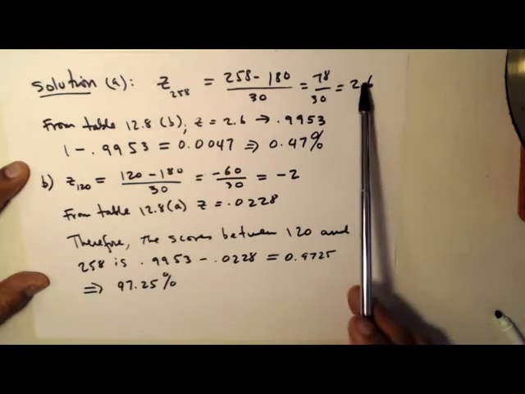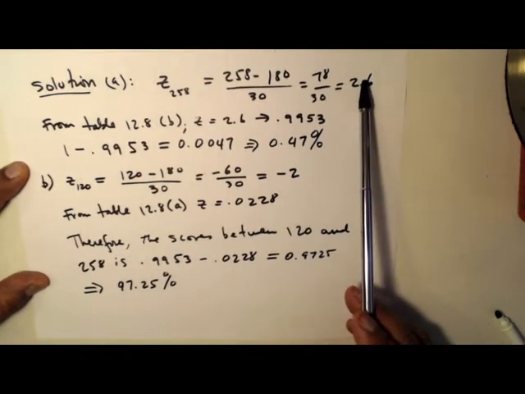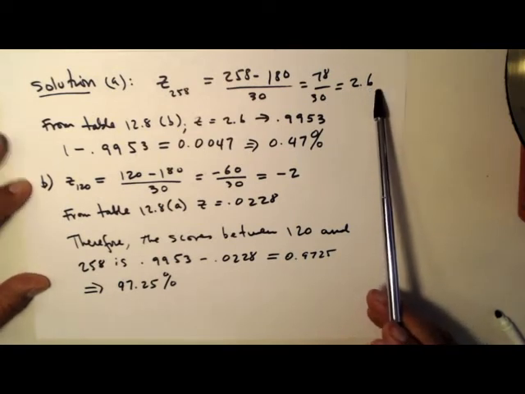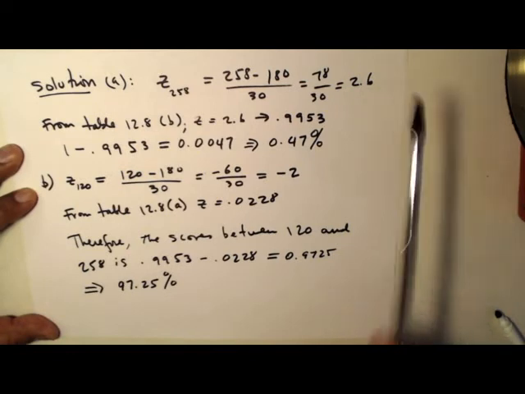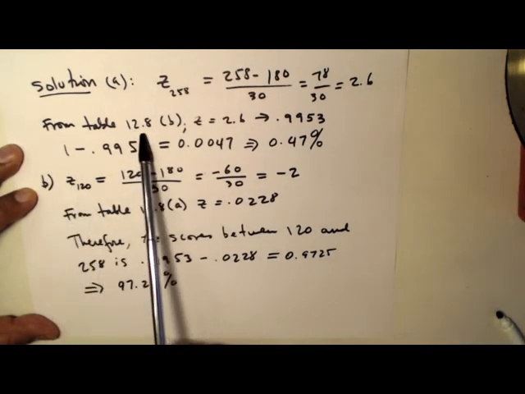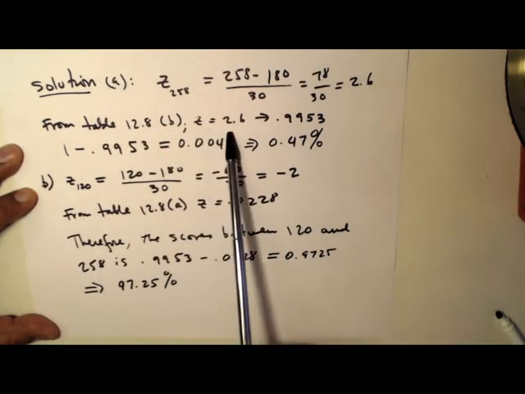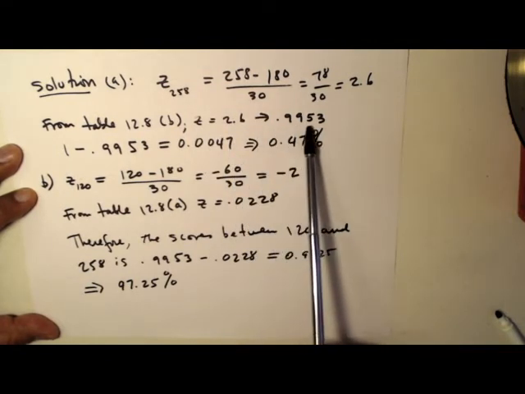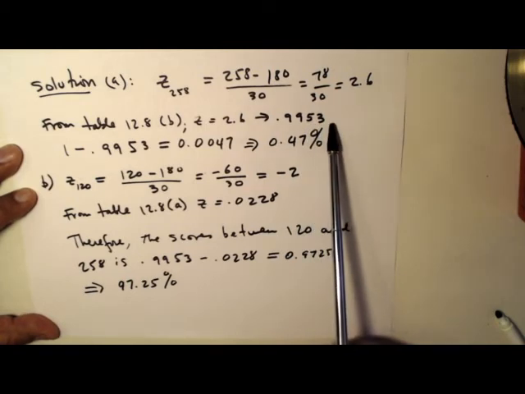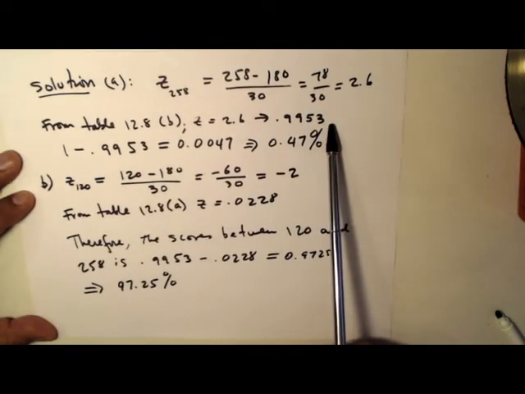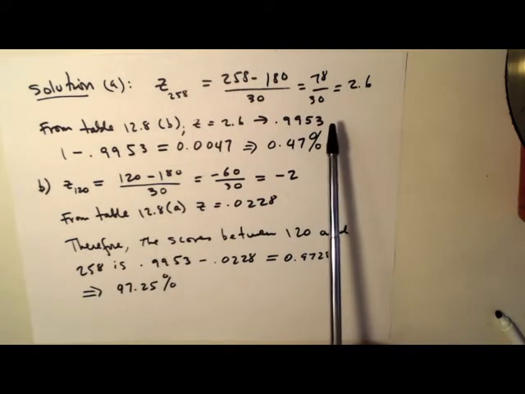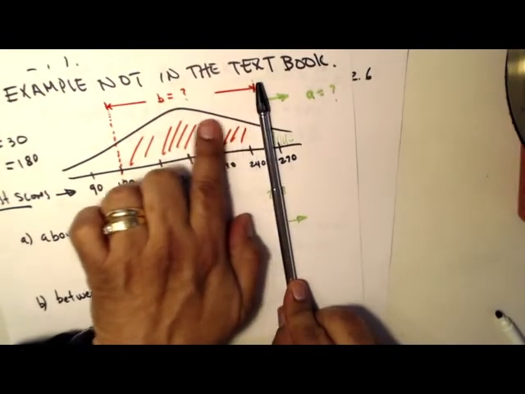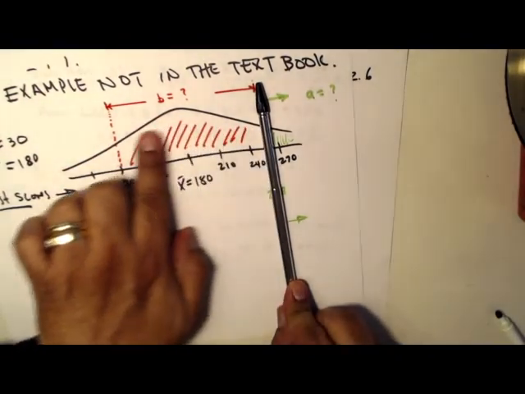The number is positive, so you will use the 12.B curve table to find the value here. From table 12.B, we get for Z equal to 2.6 the value 0.9953. Now that is basically the value, or the area, for the whole part here, right? It's all this one.